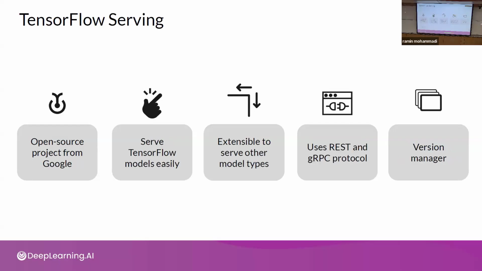The other one is TensorFlow Serving. Especially if you use TensorFlow, but it has support for other models too. It's also open source from Google. It serves a series of models. It has REST and gRPC, so basically API calls, and it allows you to do some sort of version management.